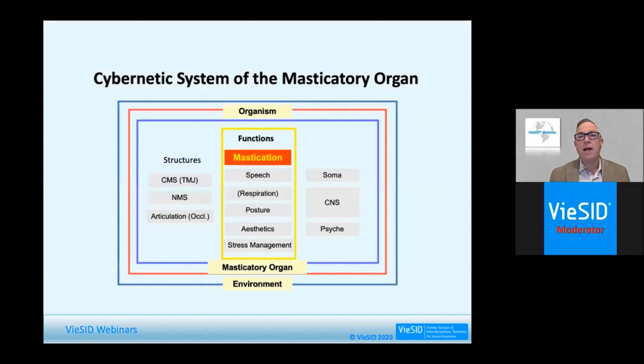In the cybernetic model, what does a feedback control system look like? As you can see by this diagram, the environment encompasses the organism, which in turn influences the masticatory organ. Now, similarly, the masticatory organ has three main categories that interrelate. These are structures, function, and the soma-CNS psyche triad. Understanding this model can shed light on the complex system that we face as professionals every day.